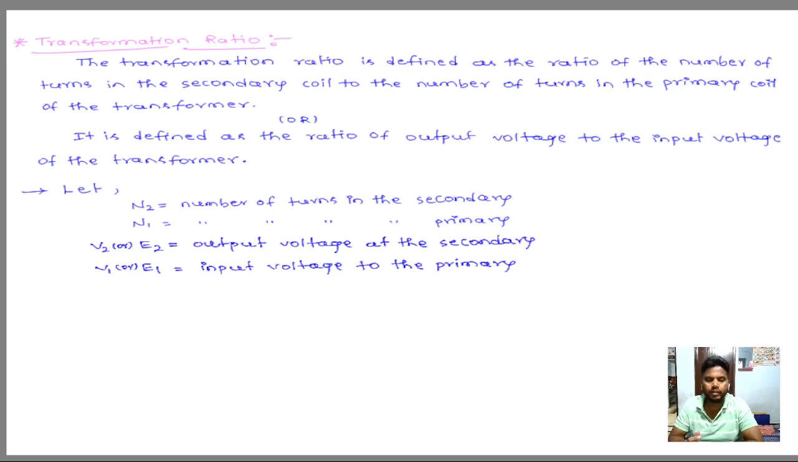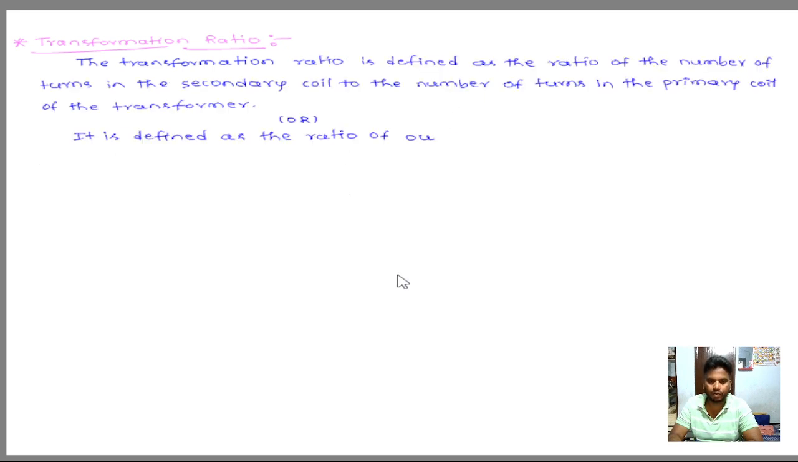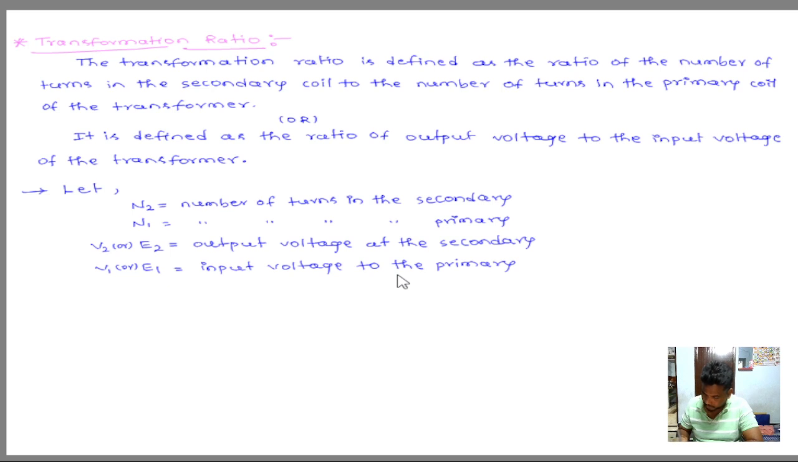Hello everyone. In this video, I am going to discuss the transformation ratio of the transformer. What is the definition of transformation ratio? Transformation ratio is defined as the ratio of the number of turns in the secondary coil to the number of turns in the primary coil of the transformer. Is it clear?